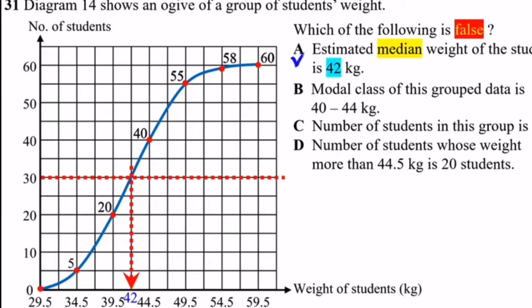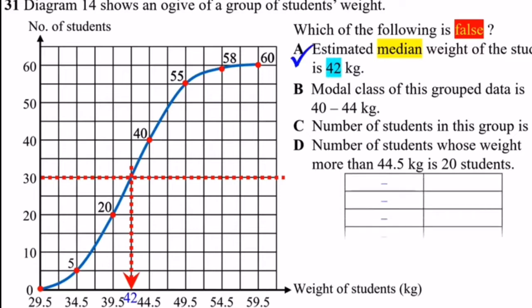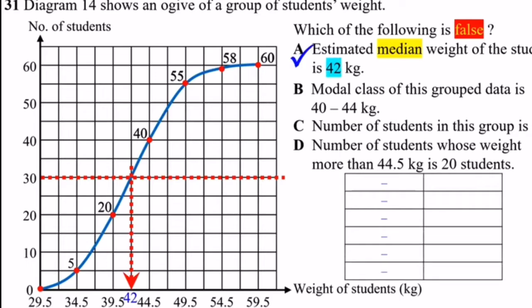Okay, so the difference between the two boxes is actually 5. How to get 5? 34.5 minus 29. So that means one box is 2.5 for the scale. So 39.5 has to plus 2.5 to get the median, which is equivalent to 42. So the median is correct, 42. So A is correct, and we actually want the false answer. The median weight of the student is 42, that is a true statement.